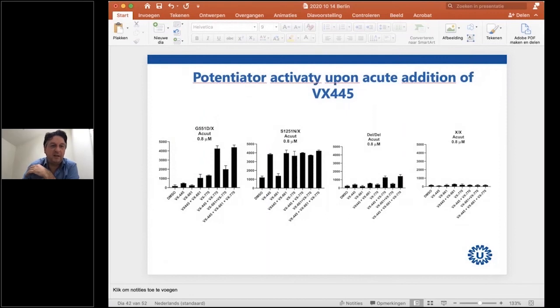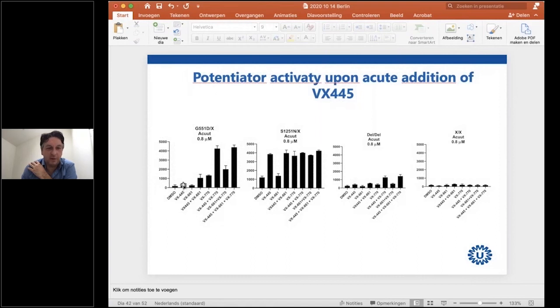What we also find, and this is, I think, for the CF people among us, pretty interesting: we see also if we use this as an acute stimulus, which indicates that it has potentiator activity, we also see a very strong effect on specific types of mutations. So this just shows that apart from being a corrector, VX445 is also a potentiator.